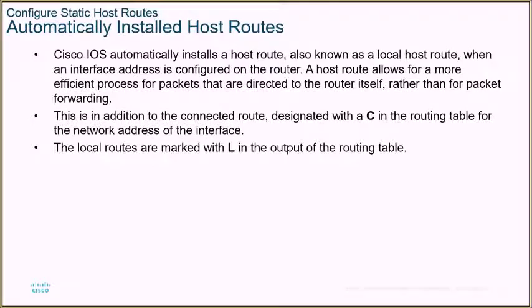So iOS automatically installs a host route, also known as a local host route, when an interface address is configured on the router. A host route allows for more efficient process for packets that are directed to the router itself rather than to a network it's connected to. This is in addition to the connected route, and so that's why we have the C and the L. If there's a packet that's destined for the router itself, the routing table will tell it that instantly, and bang, it can actually process it itself. And so we've always had the C routes in the routing table. The L route is a newer addition since iOS 15 was released.